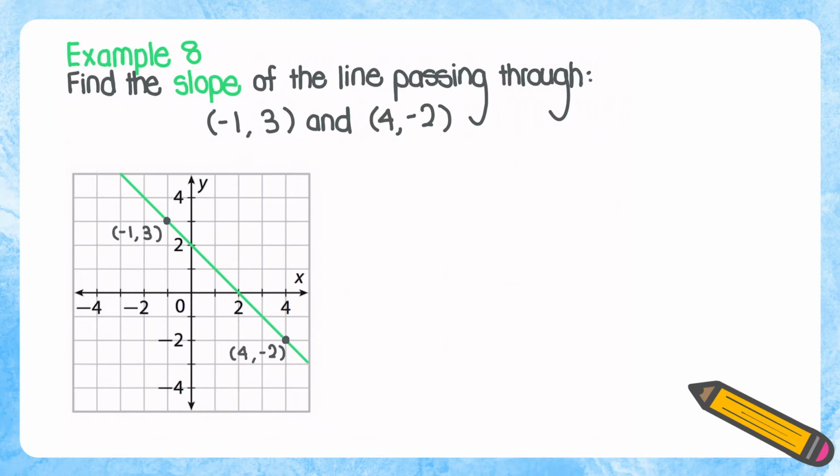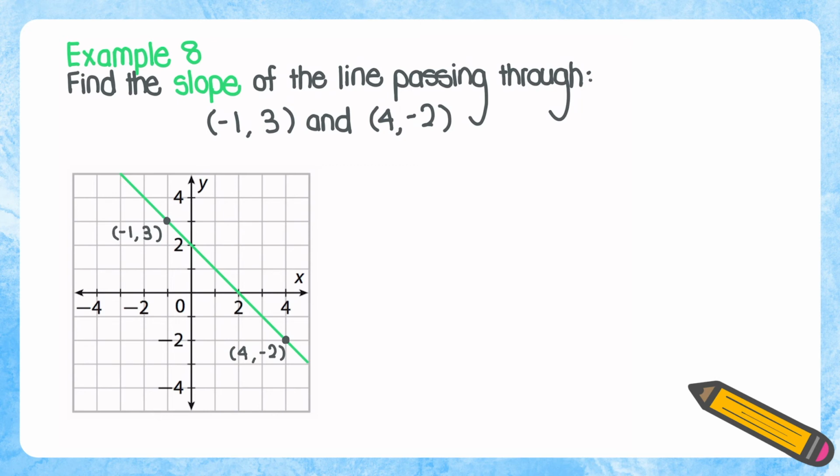For this example, we're going to find the slope of the line passing through -1, 3 and 4, -2. When we look at the graph, and when we look at this line going through the 2 points, notice that it has a negative slope. So let's make sure we get a negative slope when we use the formula.